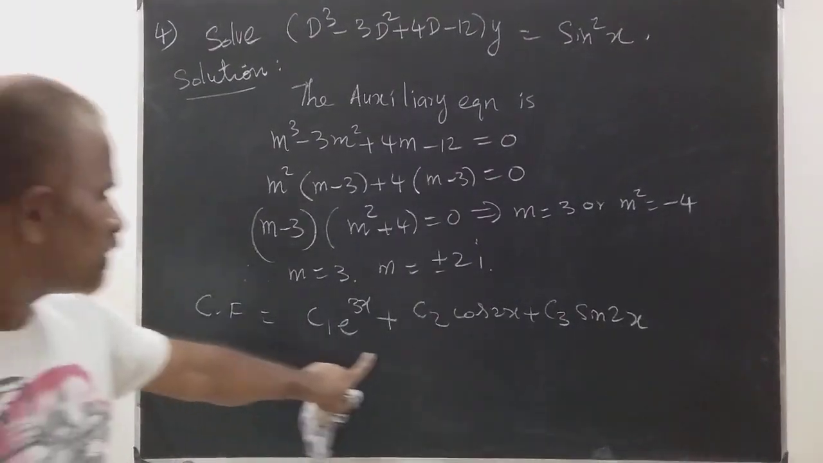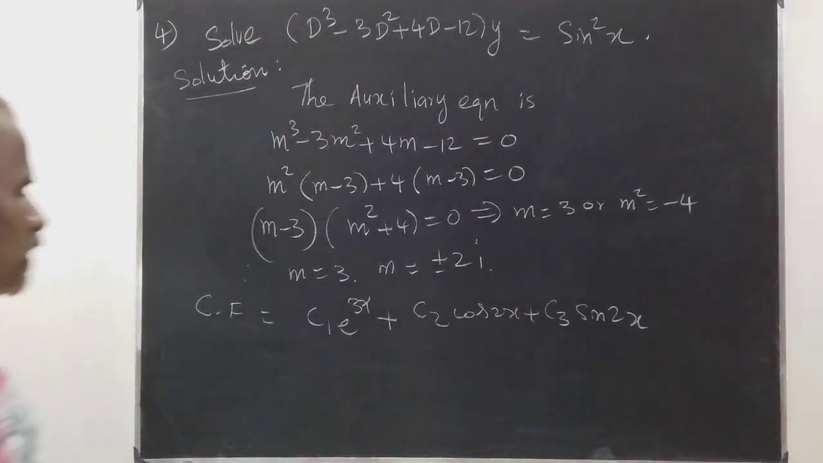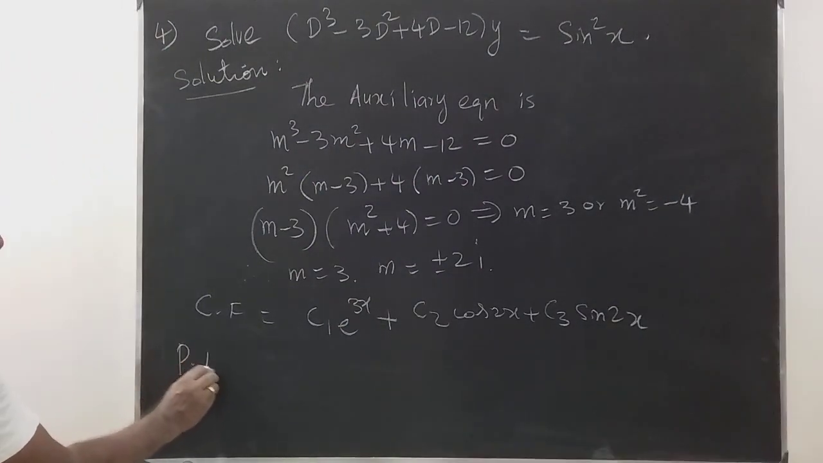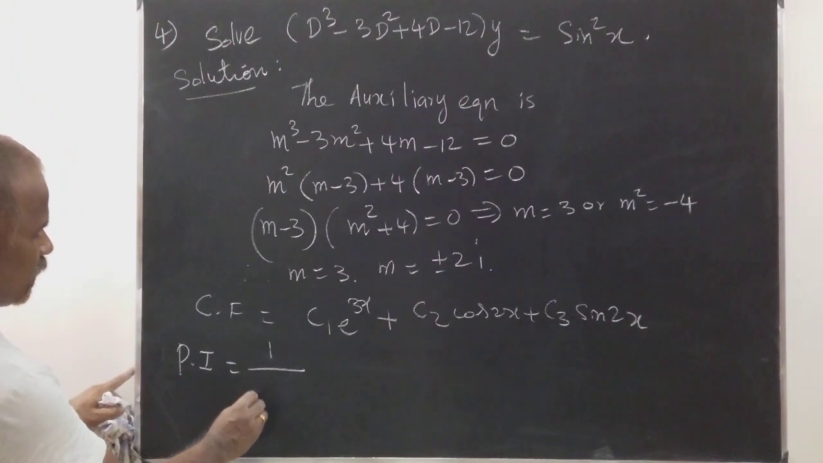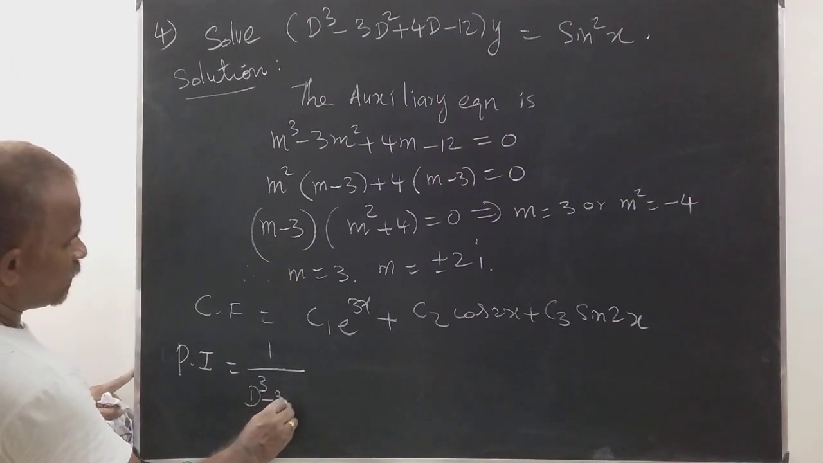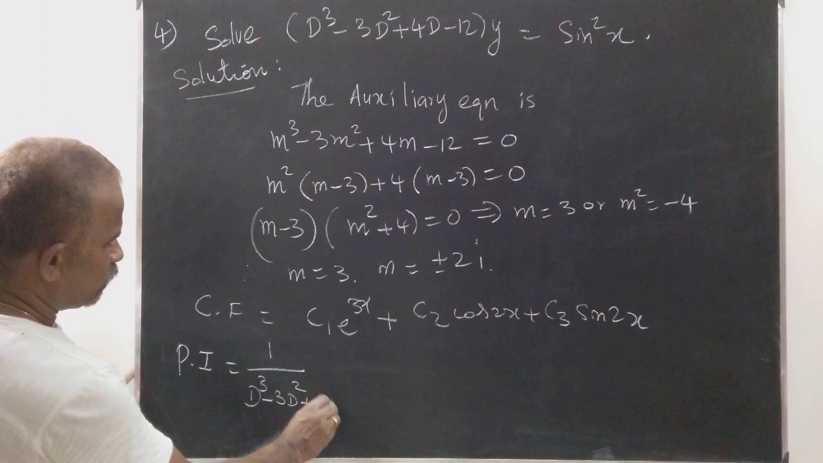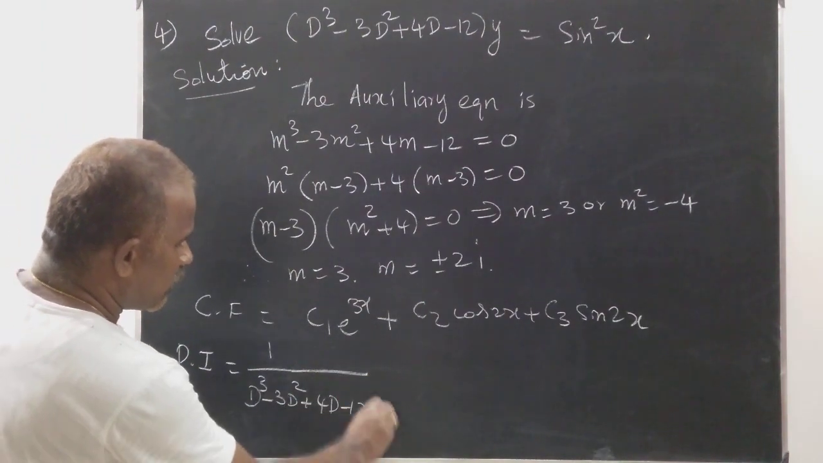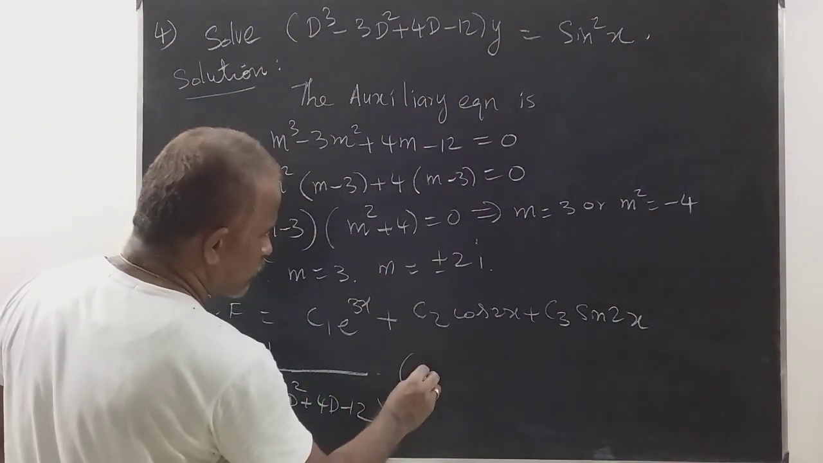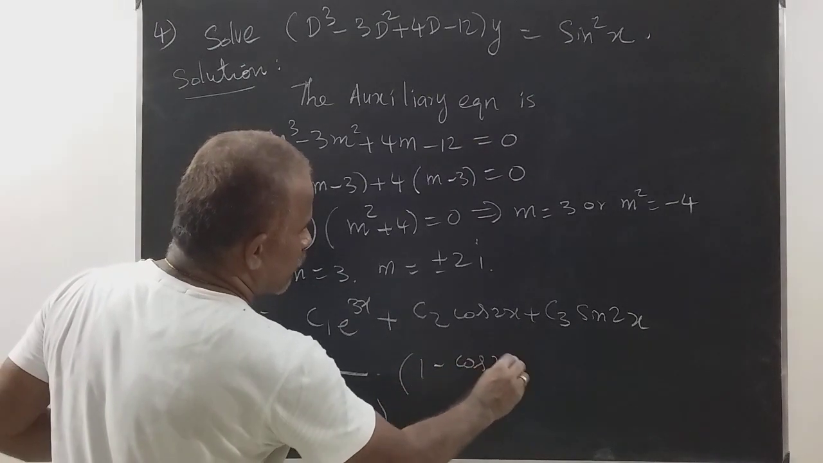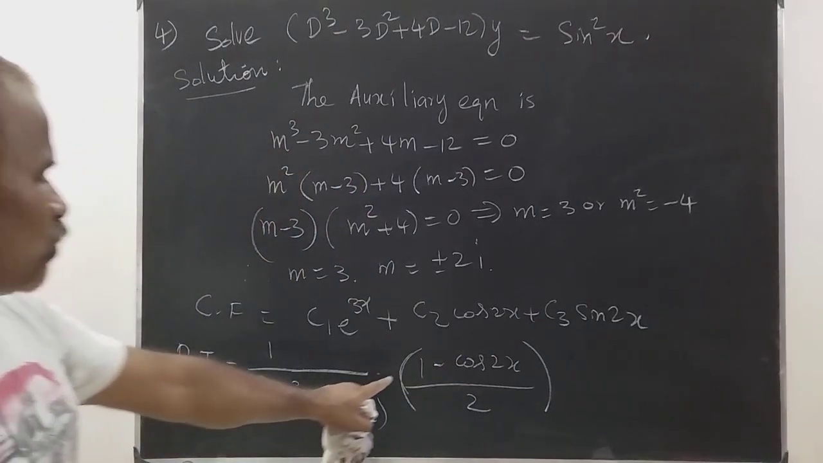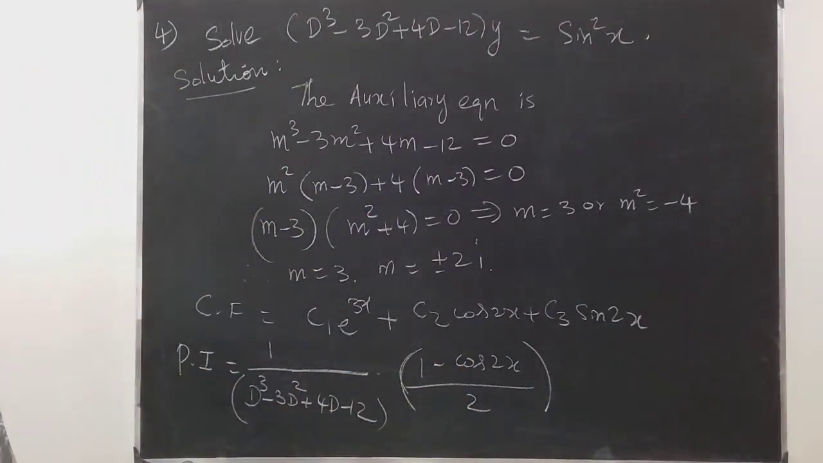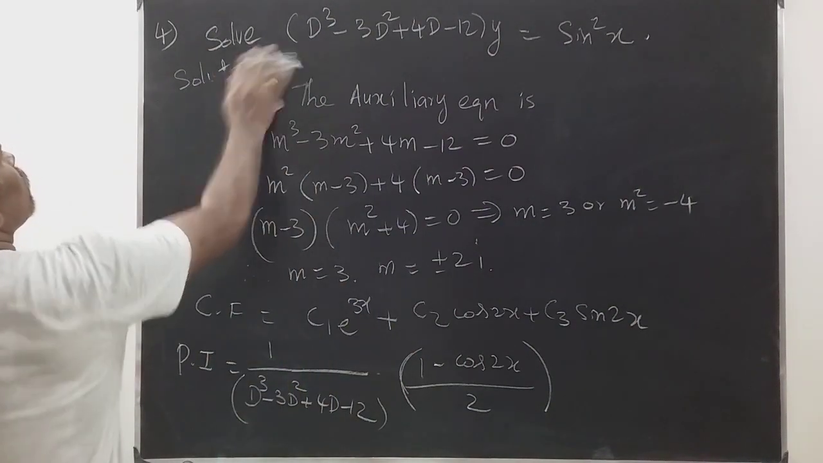So this is the complementary function for the given differential equation, and I am going to find out the particular integral. Particular integral is equal to 1 by D cube minus 3D square plus 4D minus 12 into sin squared x. We know that sin squared x is equal to 1 minus cos 2x by 2, and cos squared x is equal to 1 plus cos 2x by 2.